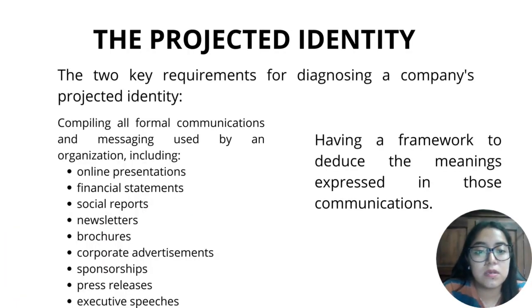The projected identity. The two key requirements for diagnosing a company's projected identity are: 1. Collecting all formal communication and messaging used by an organization, including online presentations, financial statements, social reports, newsletters, brochures, corporate advertisements, sponsorships, etc. And 2. Having a framework to deduce the meaning expressed in those communications.